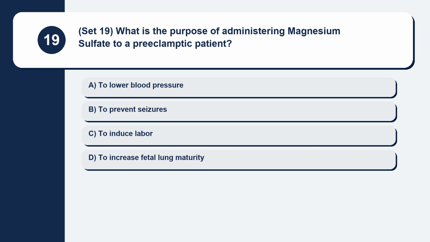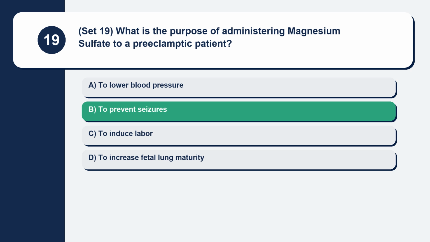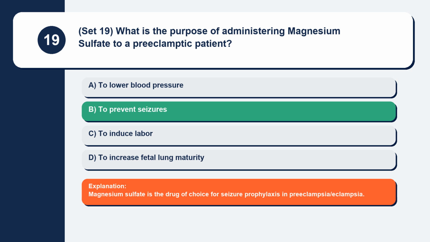Question 19. Set 19. What is the purpose of administering magnesium sulfate to a preeclamptic patient? To lower blood pressure, to prevent seizures, to induce labor, to increase fetal lung maturity. Magnesium sulfate is the drug of choice for seizure prophylaxis in preeclampsia and eclampsia.